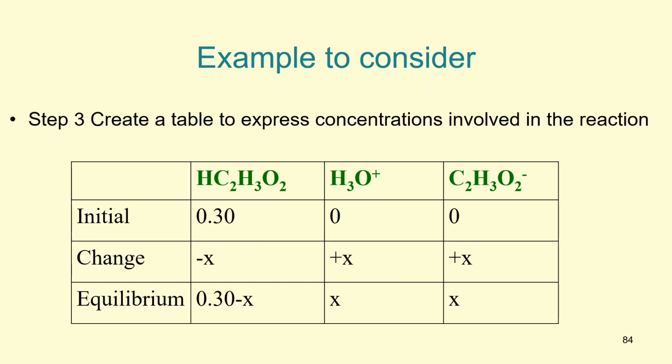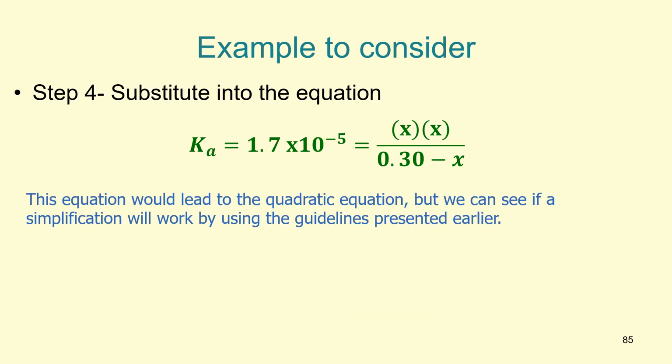Then we're going to set up our ICE chart. Our initial concentration of acid is 0.3. Our H3O plus and acetate ions are 0. So we're going to lose a certain amount that would dissociate. We're going to call that X, so that's minus X, and that means we'll get plus X of each of the others on the right-hand side. So at equilibrium, we have 0.3 minus X, X and X. We plug that into our equilibrium expression. So Ka equals 1.7 times 10 to the minus 5 equals X squared over 0.3 minus X.